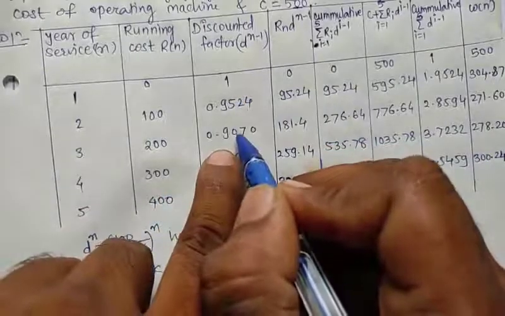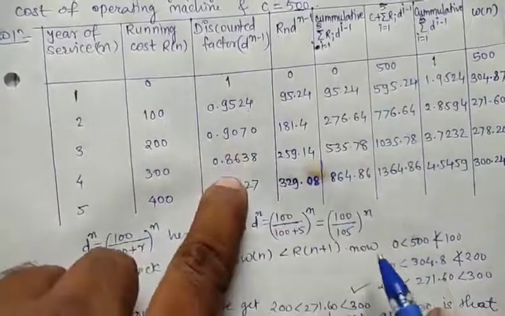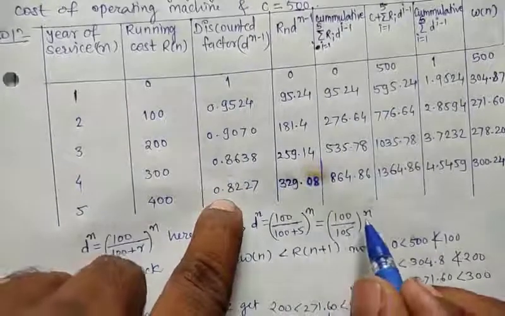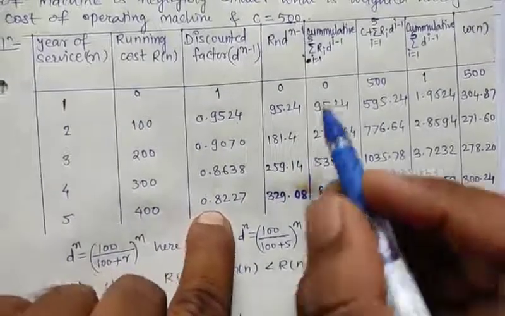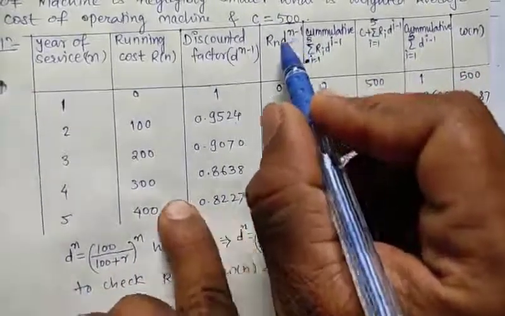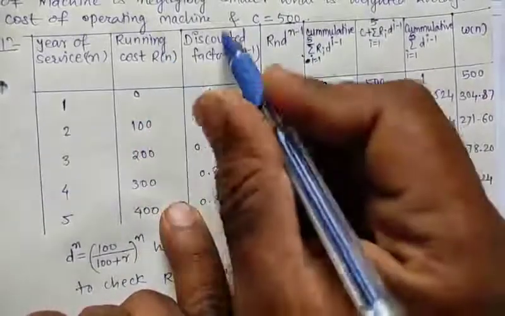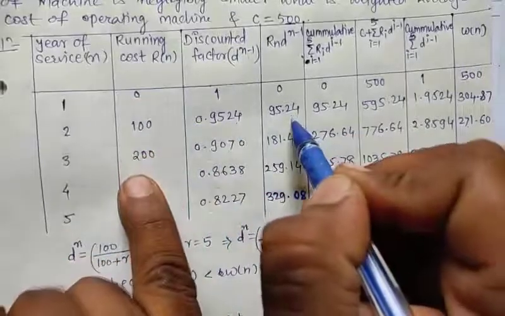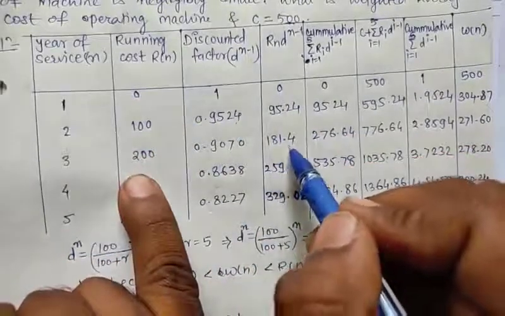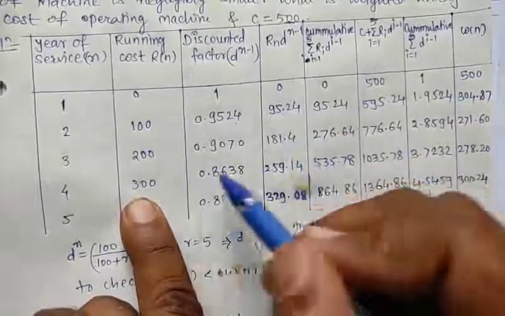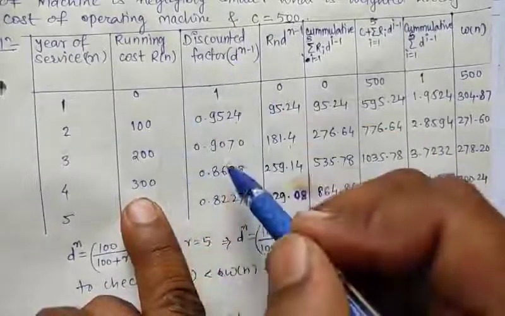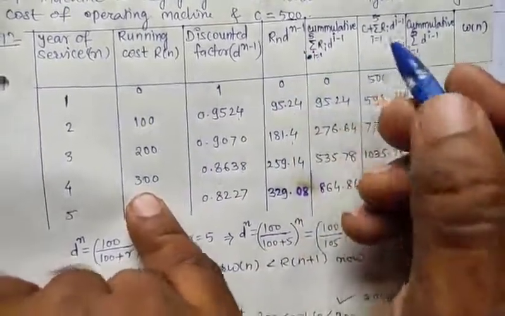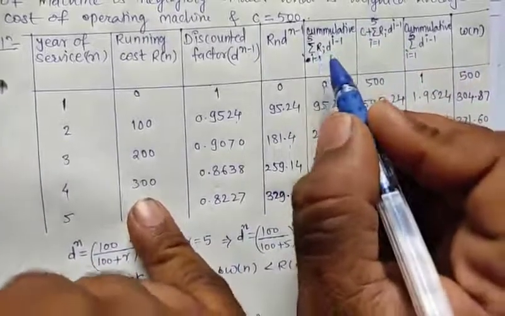This is 100 upon 105 raised to 2 power. This is 100 upon 105 raised to 3 power, and this is 100 upon 105 raised to 4 power. Next, calculate Rn into d raised to n minus 1. So this is value of Rn and this is d raised to n minus 1. So multiplying these two we get 0, multiplying these two we get 95.24, multiplying these two we get 181.4 and so on. So multiplication of first and this column, we get Rn into d raised to n minus 1.